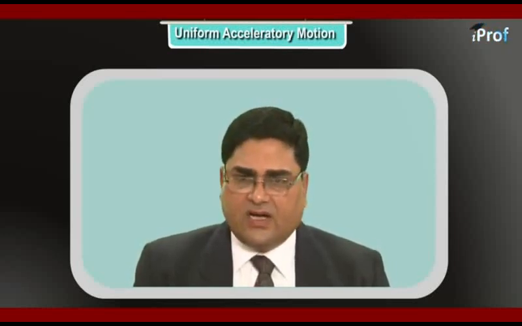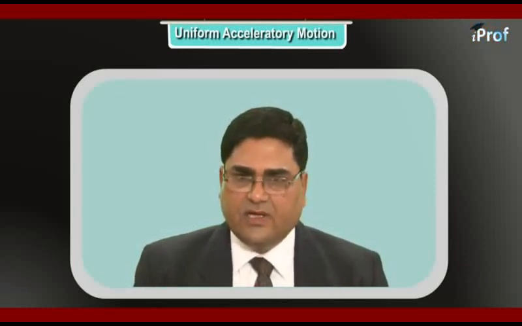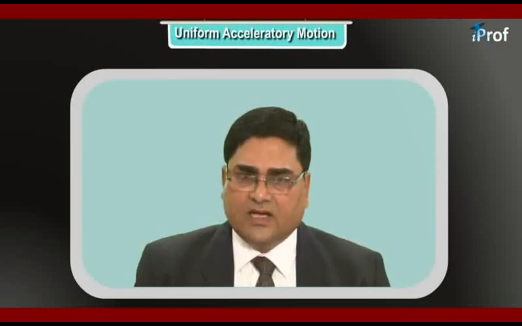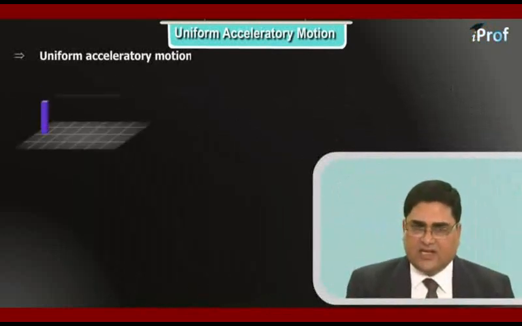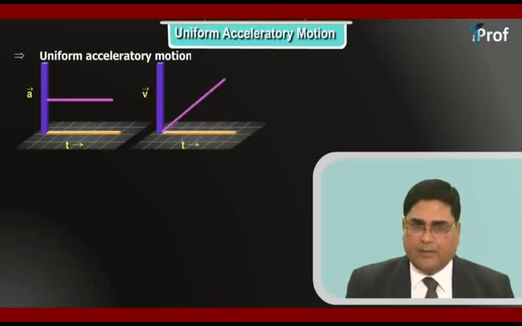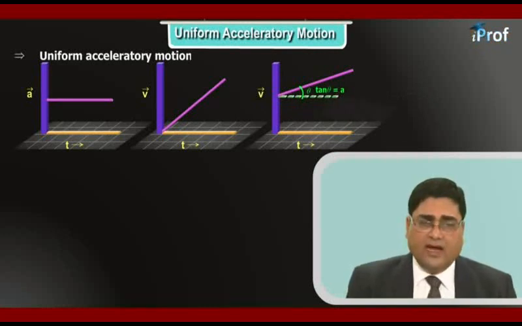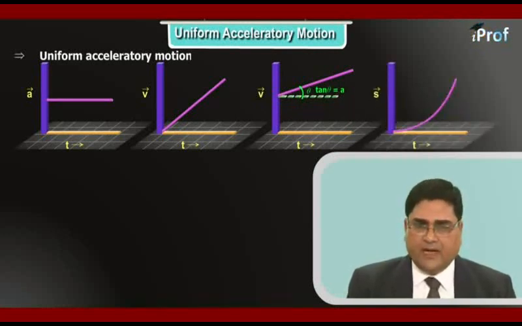If we want to write the general equations of uniform acceleratory motion, and if we are interested in plotting the graphs for uniform acceleratory motion, the graphs will be like this. For the acceleration time curve, the graph will be parallel to the time axis. For the velocity time curve, the graph will make some inclination with the time axis. It will pass through the origin if the initial velocity is 0, and it will pass through some point on the velocity axis if the initial velocity is nonzero. And the graph of the position time curve will be parabolic in nature.